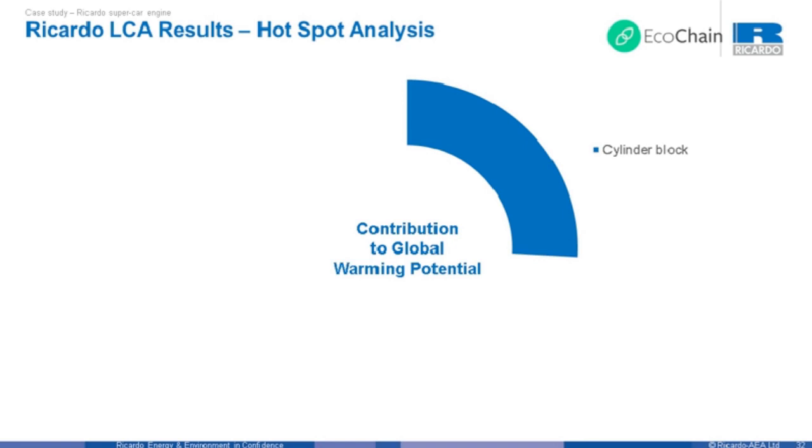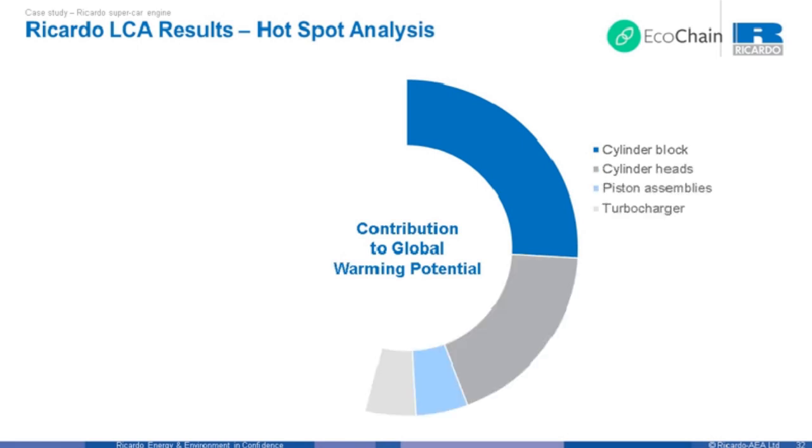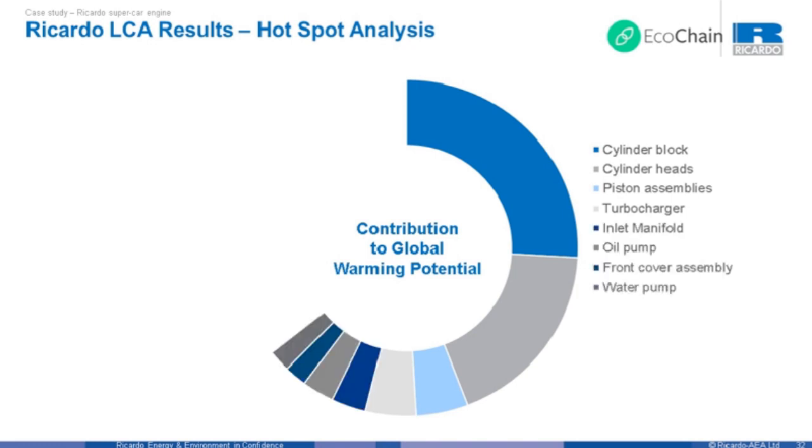Looking at the hotspots of the results that were generated, and here we're looking at contribution towards global warming, we found that more than 25% of the carbon footprint of the engine arises from the cylinder block alone. Another 25% arises from the cylinder heads, piston assemblies, and turbocharger. The next 4 components contribute a further 10%, and all the rest of the 100 or more components together contribute a third of the carbon footprint.